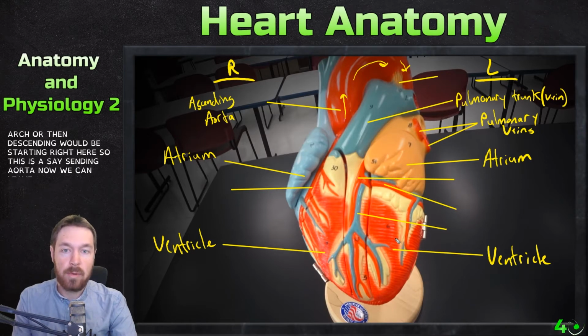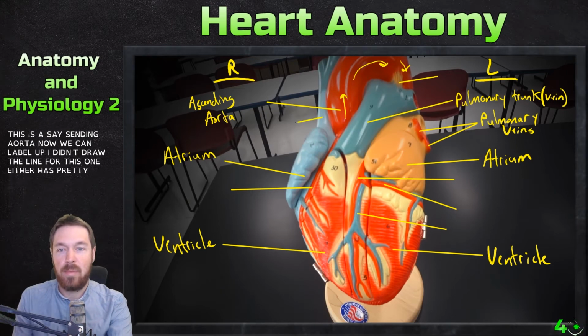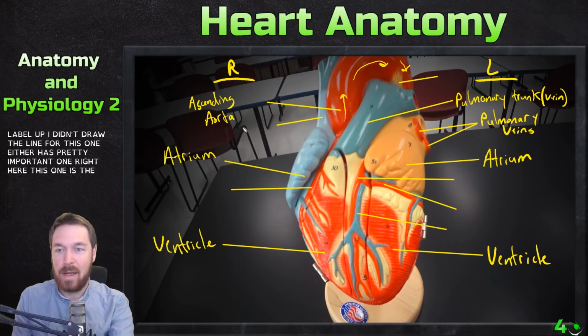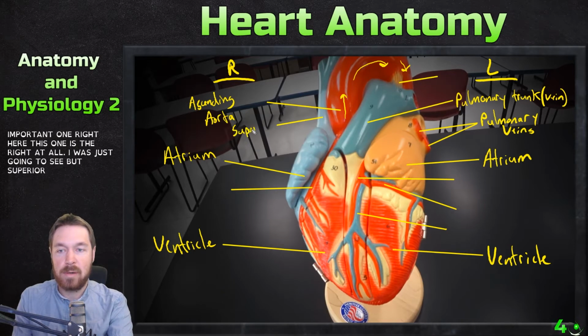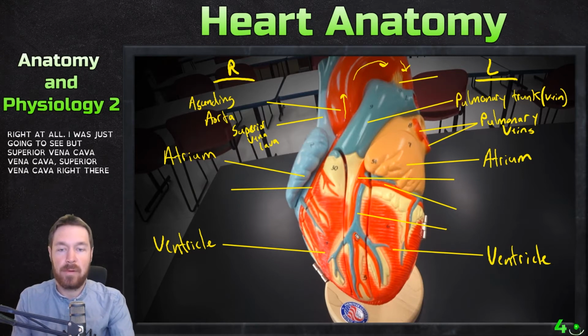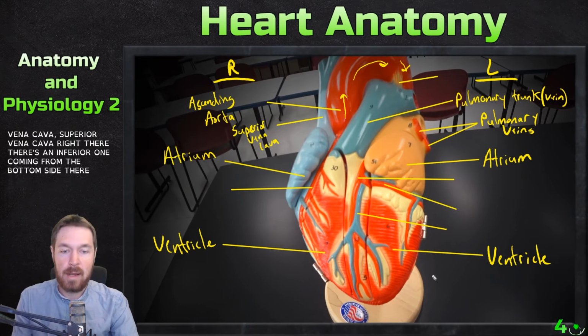Now we can label, oh, I didn't draw a line for this one either. It's a pretty important one right here. This one is the, I'll write it all out. I was just going to write SVC, but superior vena cava. Right there. There's an inferior one coming from the bottom side there as well.